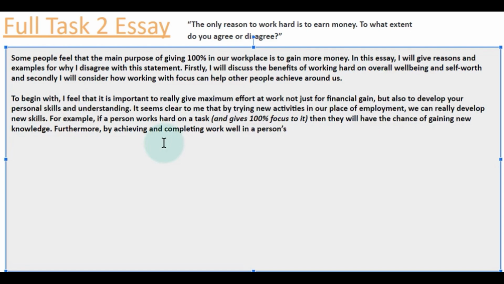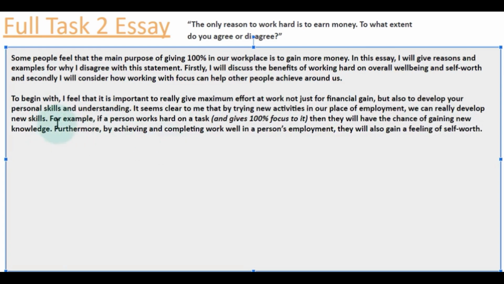So we have our apostrophe here for possession, person's employment. By achieving and completing work well in a person's employment, they will also gain a feeling of self-worth.